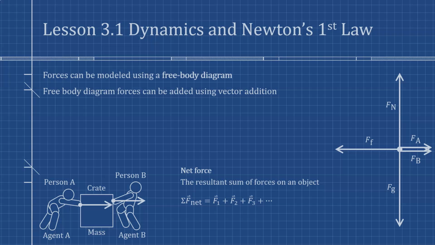So in this particular case, for this particular problem, the sum of the forces equation looks like this. Fa plus Fb plus the friction force plus the normal force plus the force of gravity. And when I add all of these forces together, I will get my net force, the overall force that's actually acting on my object. Well, let's see what happens when I do vector addition with these forces.